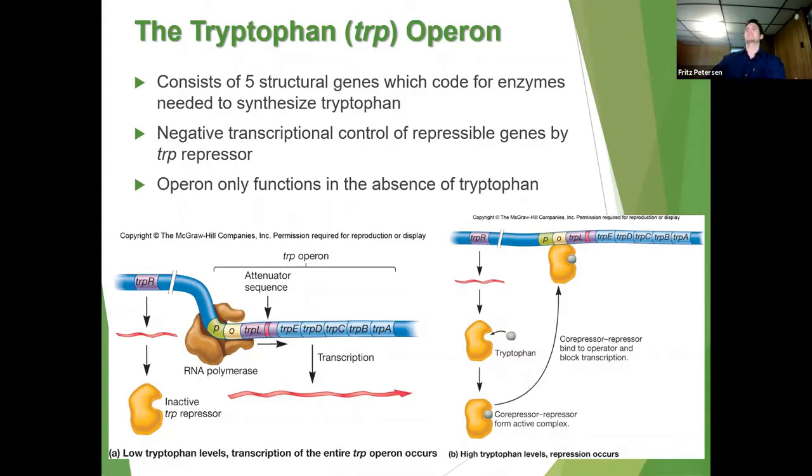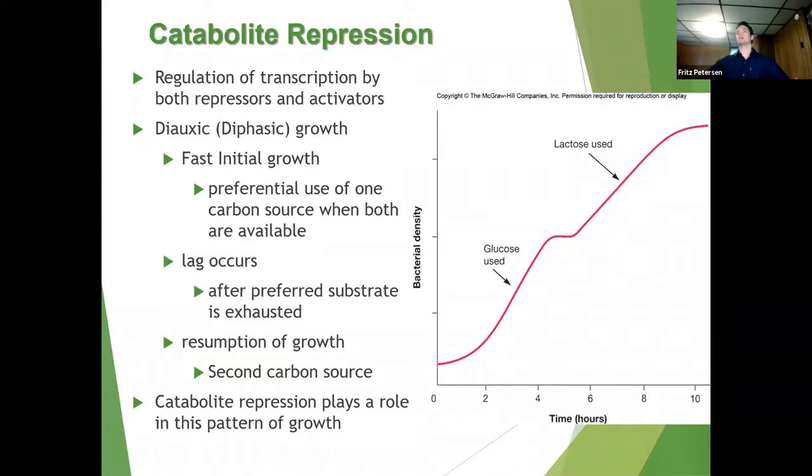So during this process, the negative transcriptional control of repressible genes by the trp repressor and the operon only functions in the presence of tryptophan. Under normal conditions, when there's no tryptophan, the transcription will occur. When tryptophan becomes present, it binds to this molecule, which then binds to the DNA, stopping transcription. So both of these examples, this one and the lac operon example, illustrate an important point: gene regulation allows bacteria to respond to changes in their environment by altering gene expression, and thus changing the set of genes present in the cell.